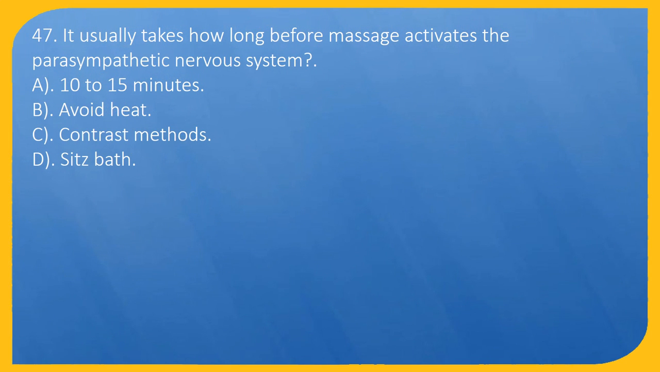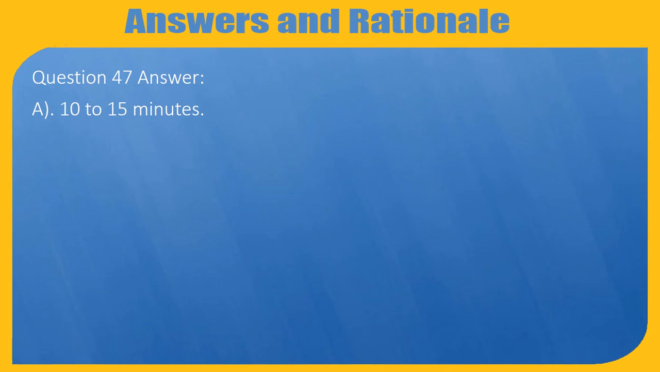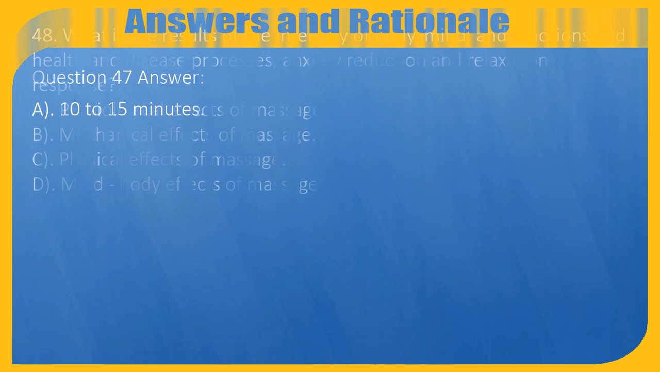Question 47. It usually takes how long before massage activates the parasympathetic nervous system? A. 10 to 15 minutes. B. Avoid heat. C. Contrast methods. D. Sitz bath. Question 47. Answer A. 10 to 15 minutes.